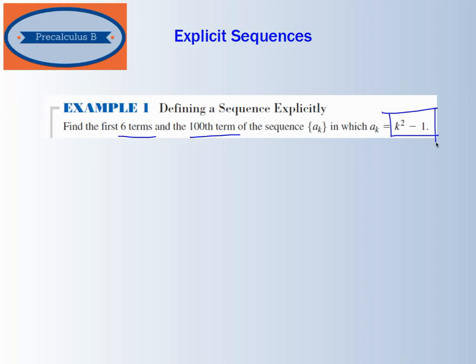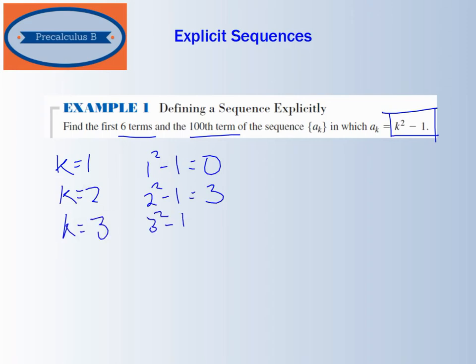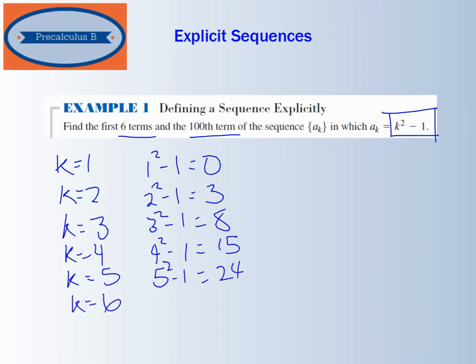So if I want to know what is the first term, I would just say, well, what is the term when k equals 1? So it would be 1 squared minus 1, which gives me 0. If I want the second term, what is it when k equals 2? It would be 2 squared minus 1, which gives me 3. The third term is 3 squared minus 1, which gives me 8. The fourth term, when k is 4, would be 4 squared minus 1, which gives me 15. When k is 5, it's 5 squared minus 1, which gives me 24. And the last one, k equals 6, is 6 squared minus 1, which gives me 35.